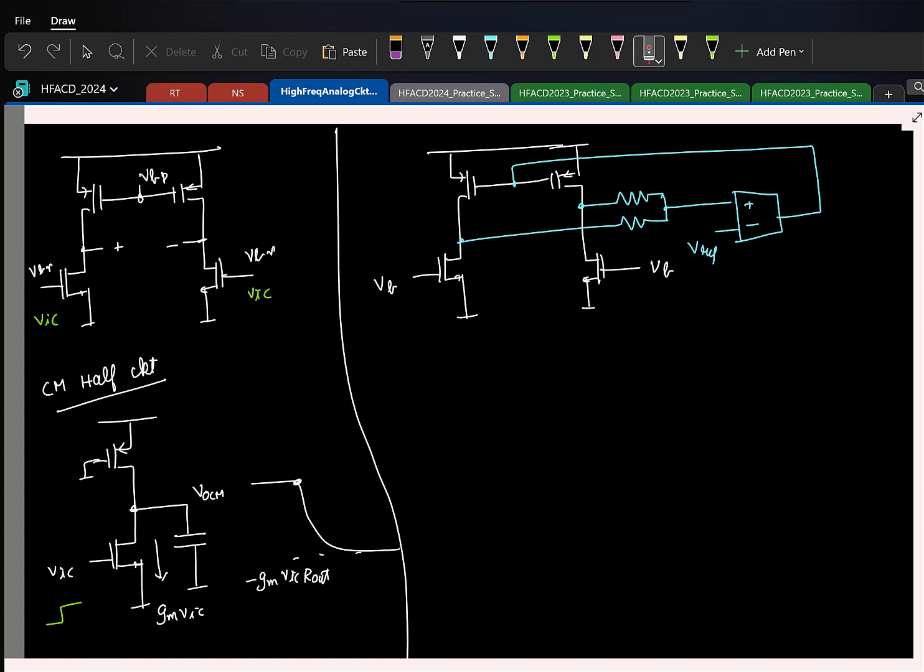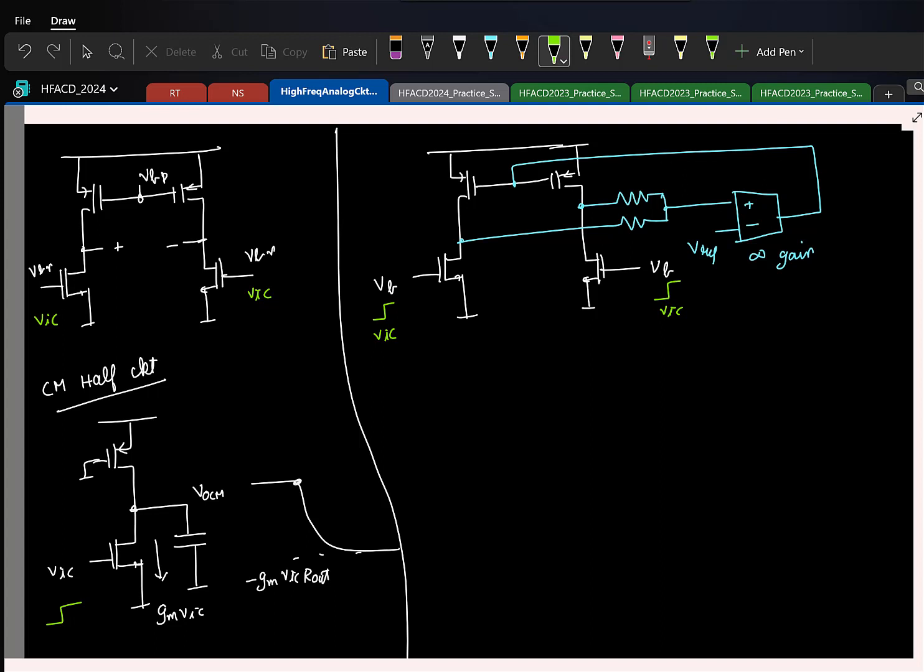It will get fixed to Vref. That's what the loop is doing. Again, let's assume that this has infinite DC gain to begin with. Which means the loop will make sure that the difference here is 0. So the average, or the output common mode here, will get set to Vref. Okay. Now let us say I go and apply a small step change here like I did before.